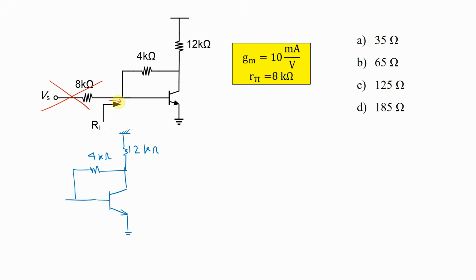Now we're going to look at the input resistance from this node, and in order to do that we're going to put our test voltage here. Let's call this Vx, and the current through it is Ix. By definition, Ri equals Vx divided by Ix. So we have to find the relationship between Vx and Ix in this equivalent circuit.